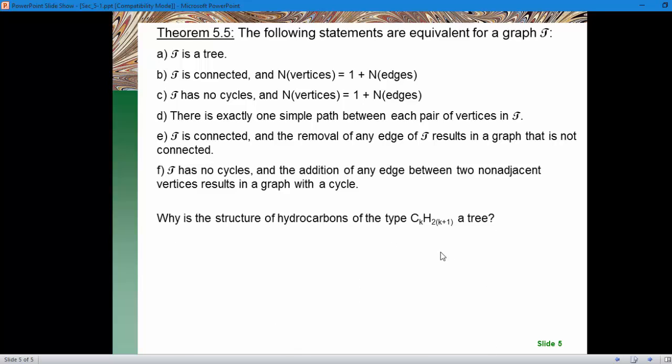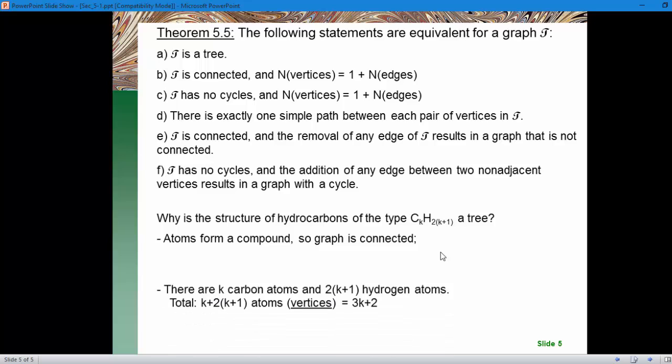Now let's go back to the original example in this section and see why hydrocarbons of the type that we described at the beginning are a tree. So we know that atoms form a compound, so the graph is connected. A compound is a structure where you can go from any vertex, any atom, to another atom. So there is a path. So they're all connected.